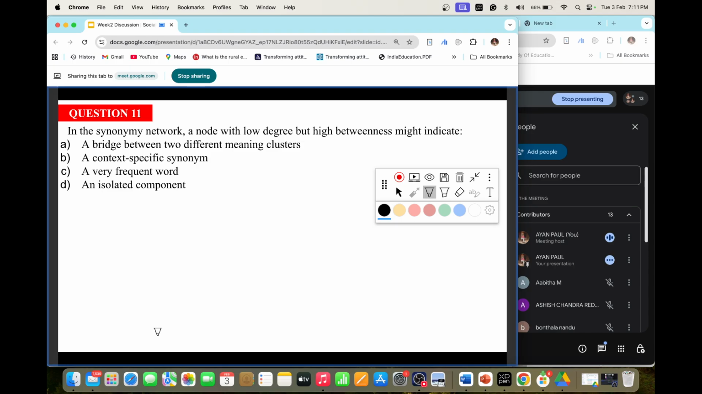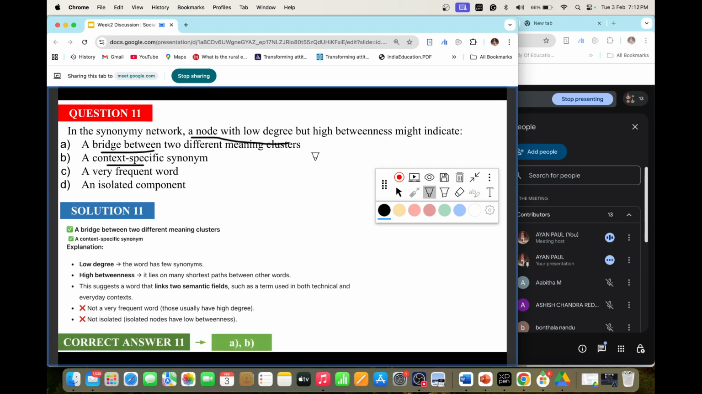In the synonymy network, a node with low degree but high betweenness might indicate: a bridge between two different clusters, a context specific synonym, a very frequent word, an isolated component. Definitely, it will indicate a bridge between two different clusters and a context specific synonym. Yeah, this can also be correct, because whenever we are talking about context specific, then it is a peripheral node, and when it is a peripheral node, then there are more chances of high betweenness. Okay, so option A as well as option B.